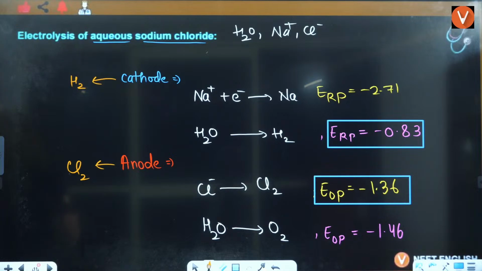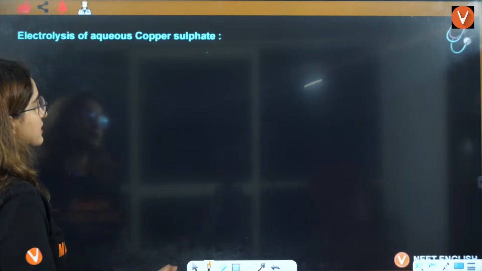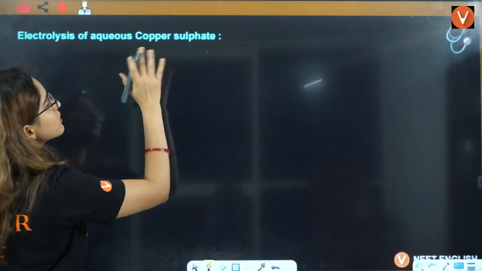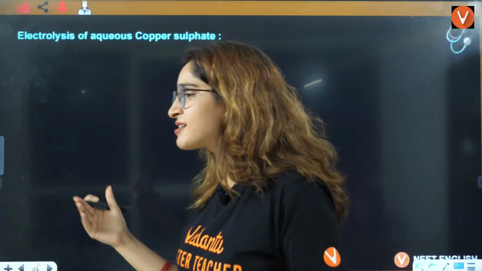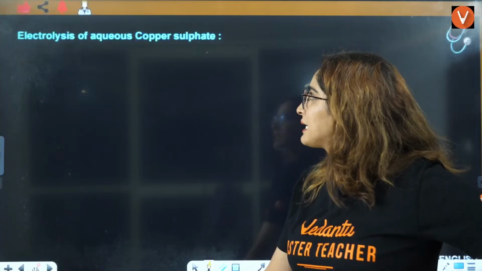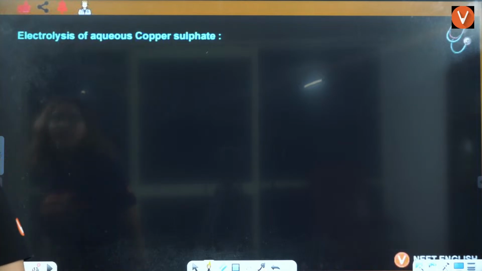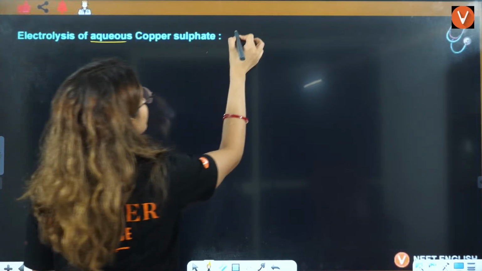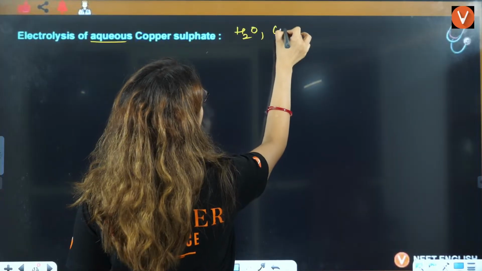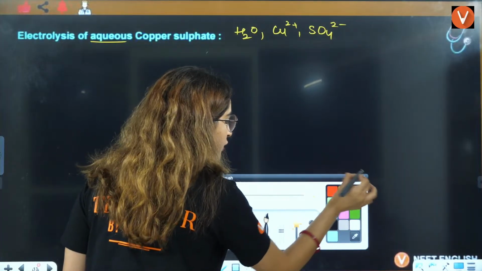Next one is aqueous copper sulfate. Let's understand that. If you write the answers in the chat box, I will never ignore you, and I can see your chats. So tell me, aqueous copper sulfate, what are the ions here? Aqueous means you have water. Copper means Cu2 positive, sulfate means SO4 2 negative. These are the three ions that you have.